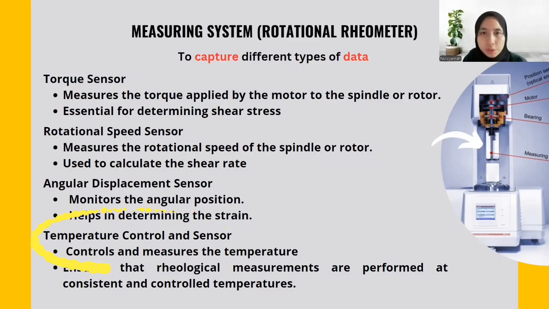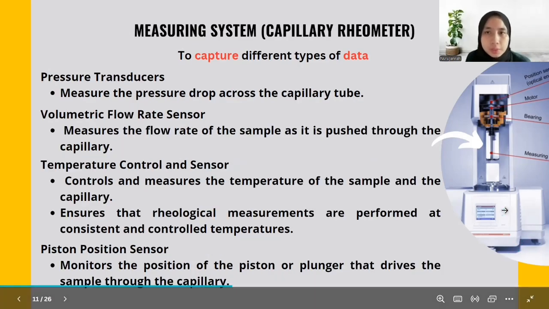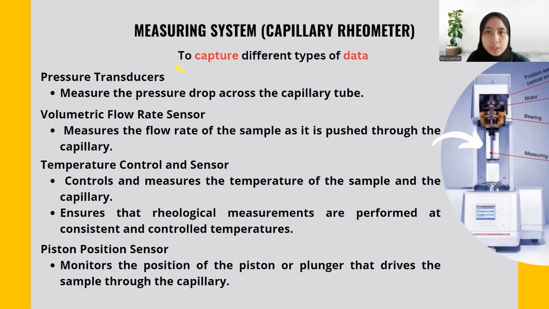The last is the temperature control and sensor. It controls and measures the temperature of the sample. It is crucial for ensuring that rheological measurements are performed at consistent and controlled temperatures, as viscosity and other properties can be temperature dependent. So the first measuring system for the capillary rheometer is pressure transducers.